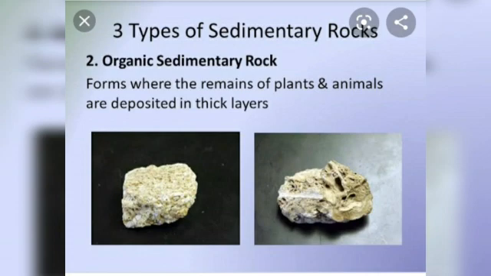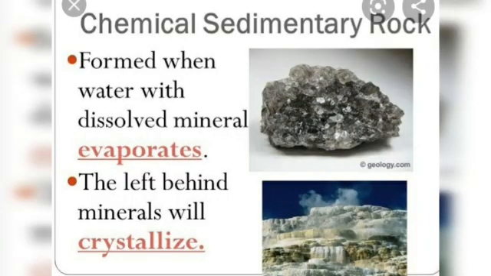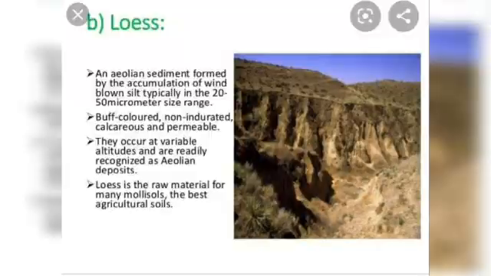Then we have another category of sedimentary rock that is formed chemically. It is formed when water dissolves minerals and then evaporates. It leaves behind the crystallized mineral, which is then known as the chemically formed rocks. They collect in lagoons and salt lakes through evaporation. The dissolved minerals in the water evaporate and chemically formed sedimentary rocks are formed.